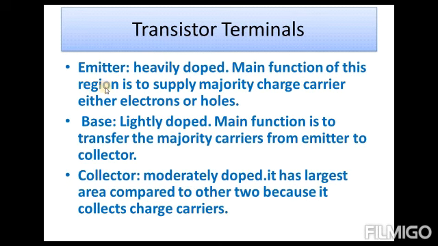Then transistor terminals. The emitter is heavily doped. The main function of the emitter is to supply majority carriers, either electrons or holes. The next terminal is the base. It is a lightly doped region. The main function of the base is to transfer the majority carriers from emitter to collector. The next one is the collector. This is a moderately doped region. It has the largest area. Remember, guys, the collector has the largest area compared to emitter and base because it collects charge carriers. What is the function of the collector? It collects charge carriers.